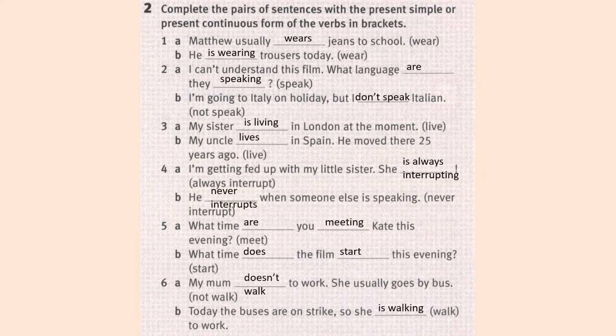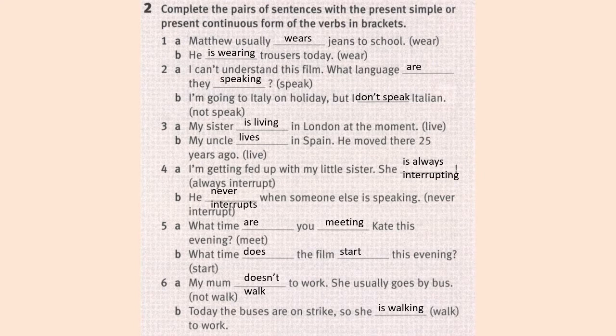These are the correct forms which you should have written. Matthew usually wears jeans to school, so that is a habit. He is wearing trousers today. I can't understand this film. What language are they speaking? So you are watching the film, and as you are watching it, you don't understand what they are talking about. And that's why you use the present continuous tense here.